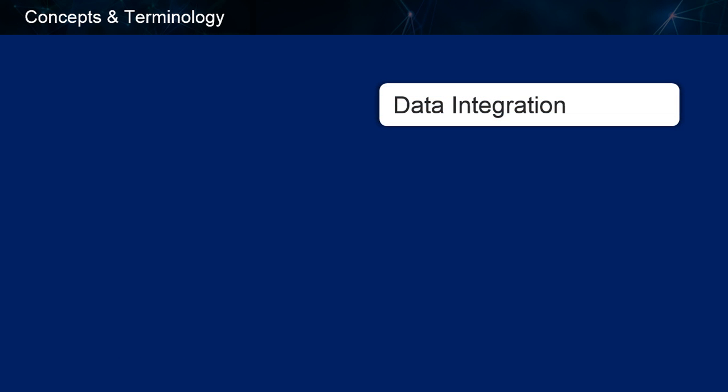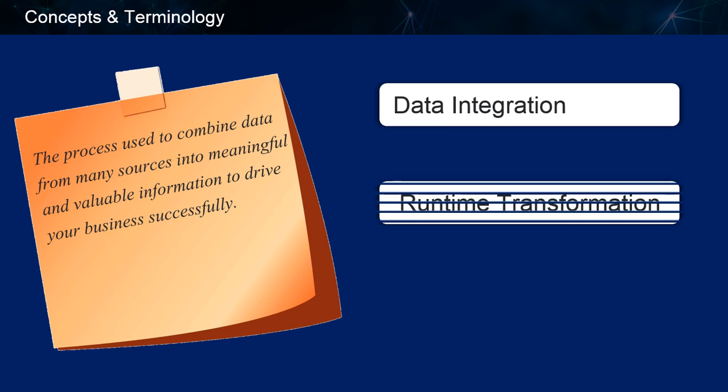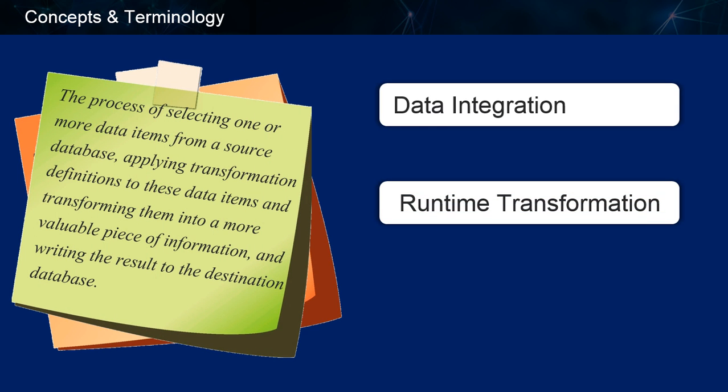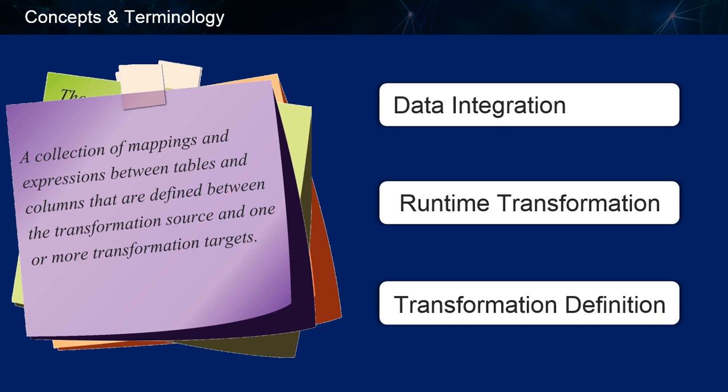Data integration is the process used to combine data from many sources into meaningful and valuable information to drive your business successfully. Runtime transformation is the process of selecting one or more data, such as tables or columns from a source database, known as the transformation source, and then applying transformation definitions to these data, and transforming them into a more valuable piece of information, and writing the result to the destination database, known as the transformation target. Transformation definition is a collection of mappings and expressions between the tables and columns that are defined between the transformation source and one or more transformation targets.